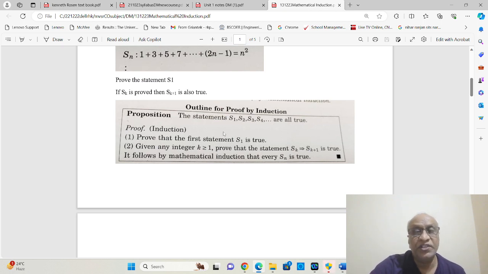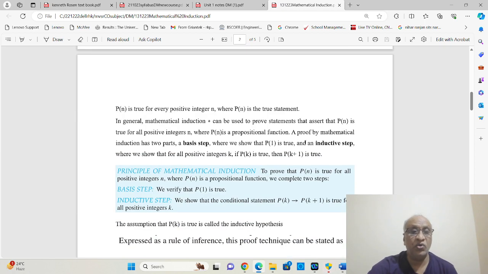The proposition is that the statements S1, S2, S3, S4 are all true. So proof by induction has, as the first step, proving that the first statement is true. The second step is we have to take an integer k and prove that the statement S of k implies S of k plus 1 is true. Once we do that, it follows by mathematical induction that every Sn is true. So let us try to elaborate this.